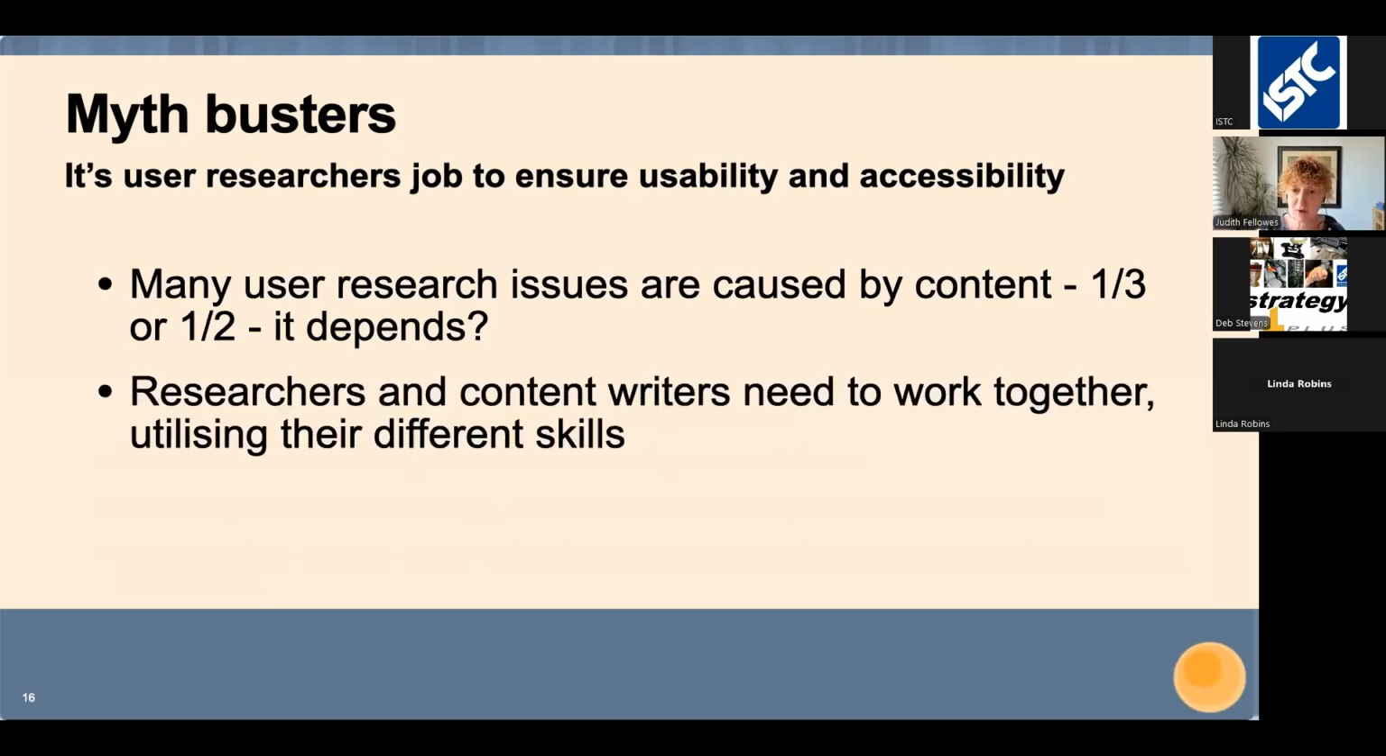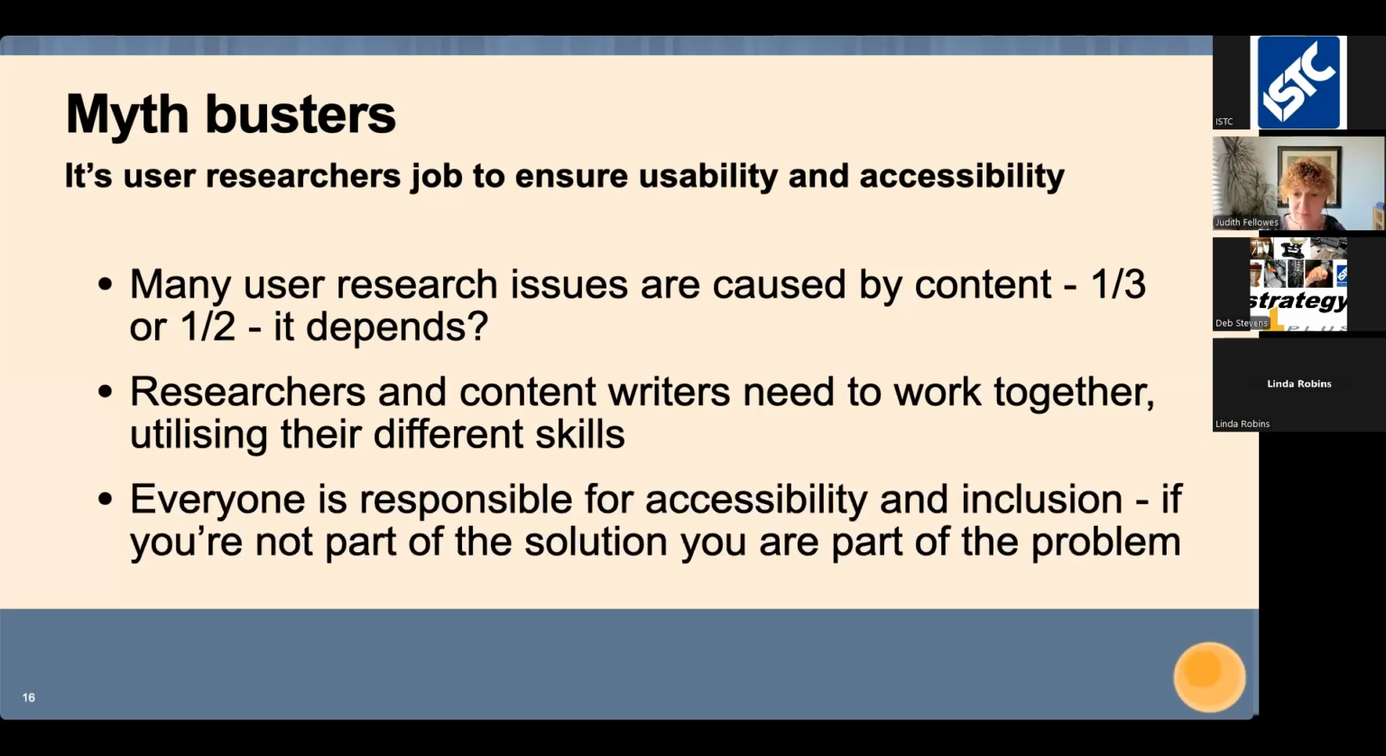So it's really about working together and utilizing different skills. So content writers have different skills to user researchers. So it's about putting that all together. So I can do a research session and I know what's causing the problem, and I might be able to sketch out, okay, so I need to replace this or that. But somebody whose main discipline is content writing is going to be able to come up with more ideas more quickly and look at that in different ways. So it's about putting everything together.